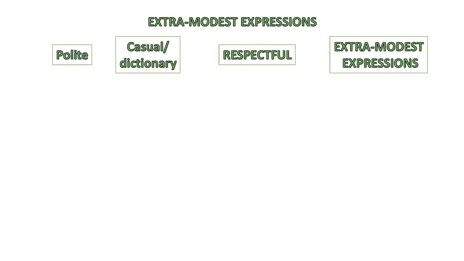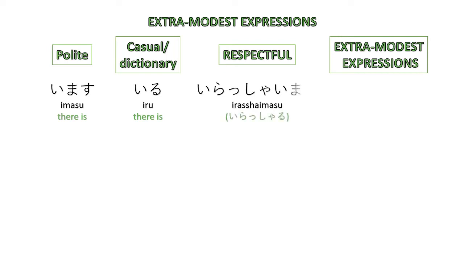So we have already learned all the hierarchy of speeches. We have the casual form, that is iru. This is the basic one. And then its polite form is imasu. And the respectful form, which we have learned in the last lesson, is irashaimasu. Okay? So respectful when you want to exalt or give honor to the person that you are talking to. And then we have the extra modest expression, orimasu. Iru, imasu, irashaimasu, orimasu.